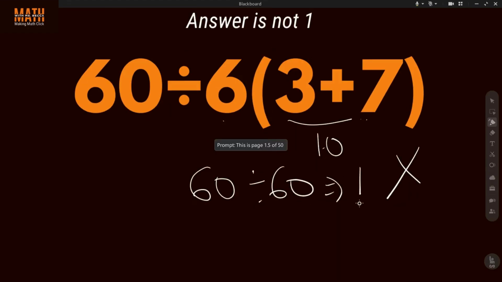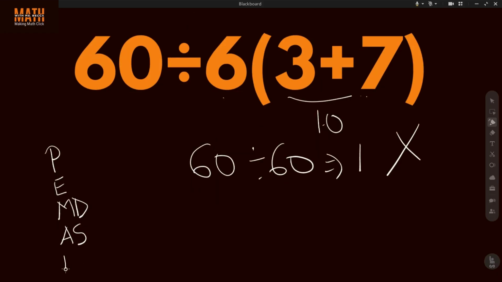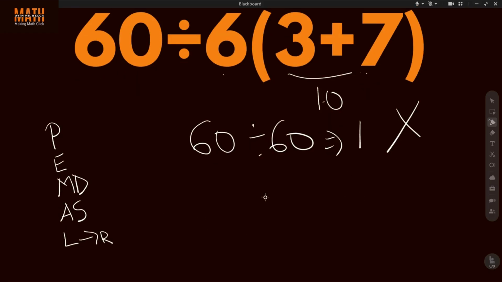When we are solving any question like this, we are using the PEMDAS rule, which says we are to solve the parentheses first, then the exponent, then multiplication and division. They are on the same hierarchy. Same thing applies to addition and subtraction. That means whenever multiplication and division appear together, you solve from left to right. Also, whenever addition and subtraction appear together, you solve from left to right. So now let's solve this the right way.